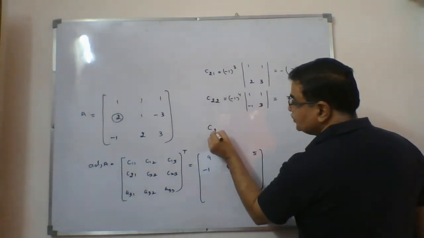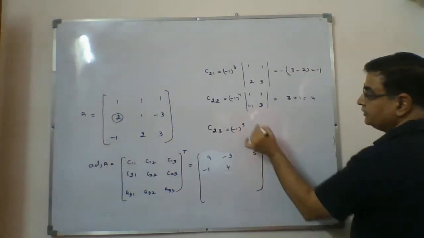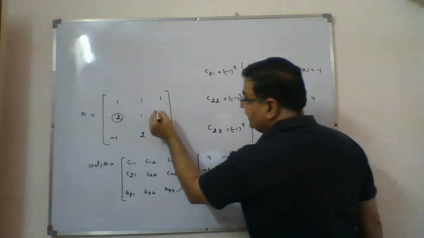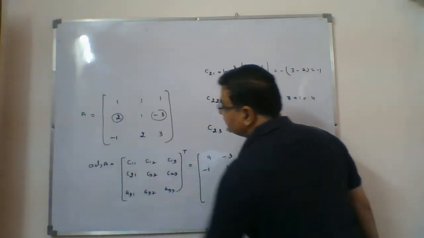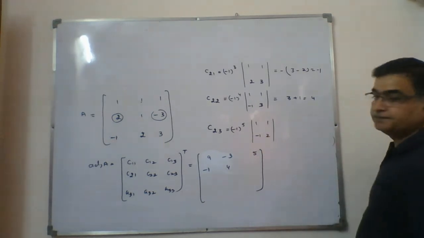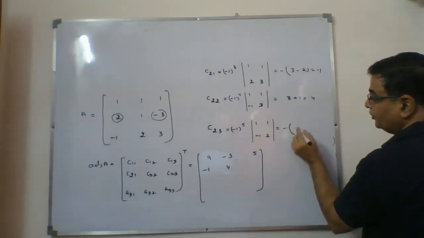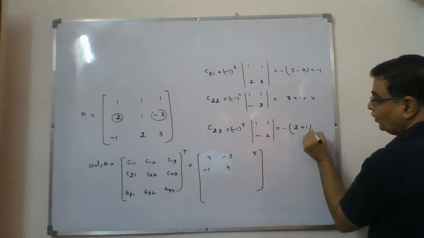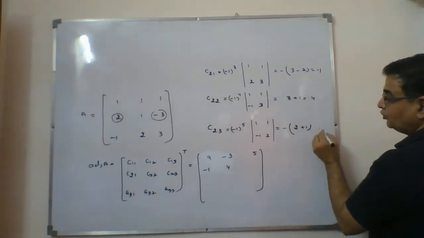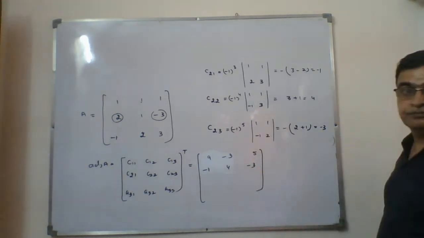Same way C23, then it comes minus 1 power 5. C23 means this element. Leave this, leave this. Left is what? 1, 1, minus 1, 2. Then it comes out to be minus 1 outside. Then it will be 2 plus 1. Then what does it come out to be? 3 with minus. So it is minus 3.